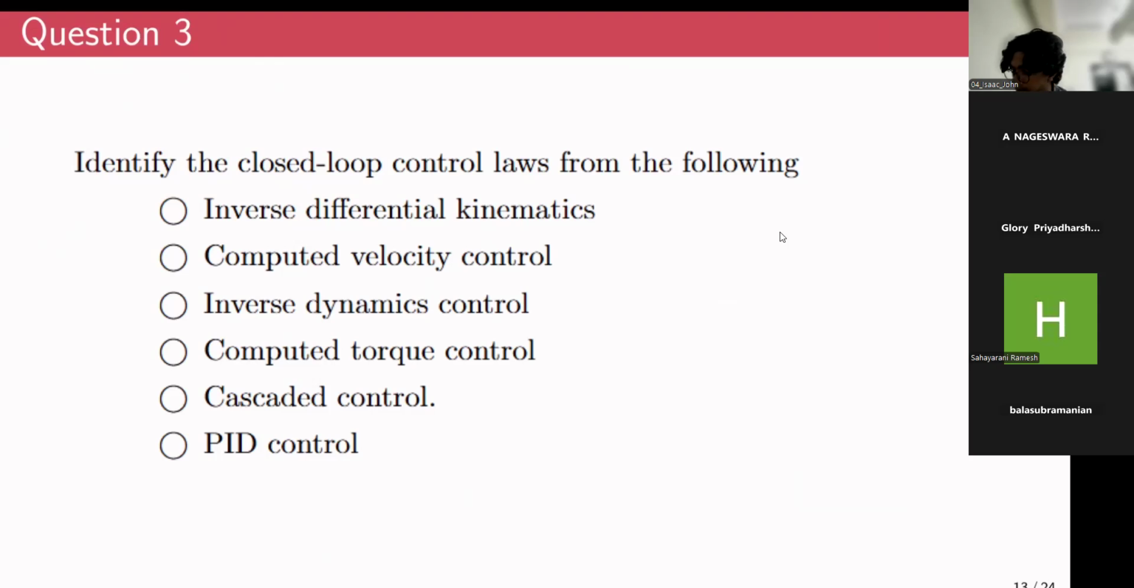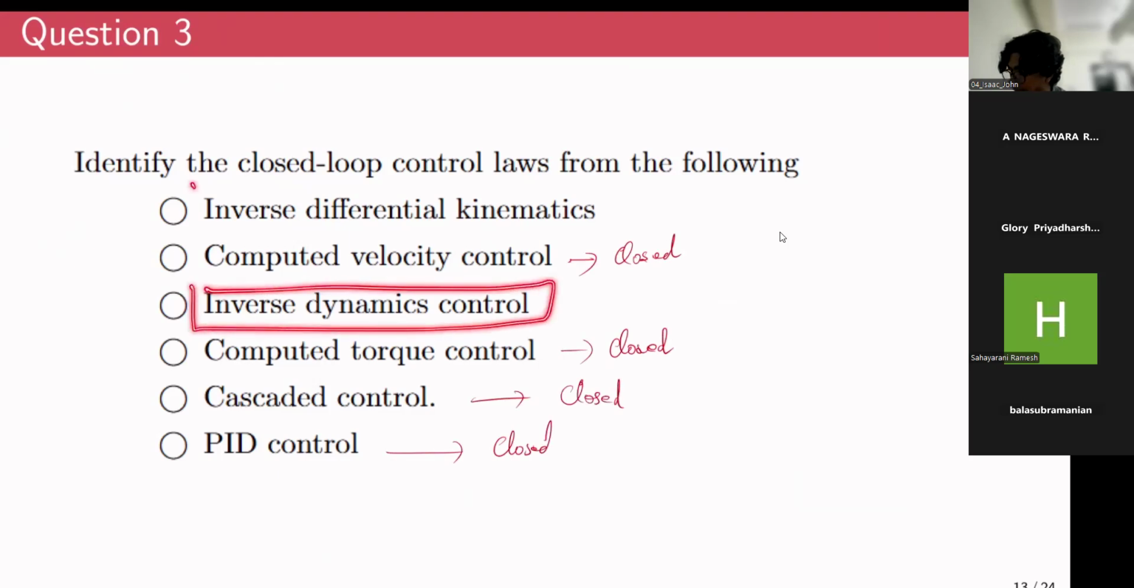Computed velocity is closed loop. Okay, computed velocity is closed loop. Computed torque is also closed loop. PID is closed loop. Cascaded is also closed loop. Then you have inverse dynamics over here, and inverse differential kinematics over here. They both are open loop.